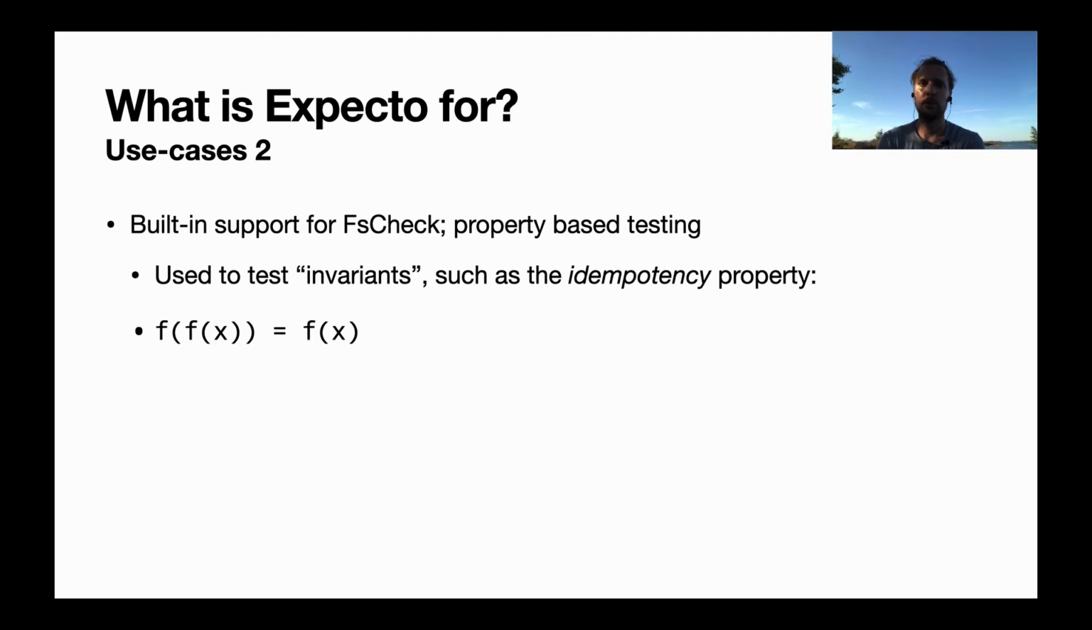Expecto also has built-in support for FsCheck, which is a library for property-based testing. Don't worry if you haven't encountered that before, because we'll be going through it in this video series. Property-based testing can, for example, test the idempotency property. You see an example here. In this example, when you apply f twice to the same input argument, its output is the same as had you only applied it once.